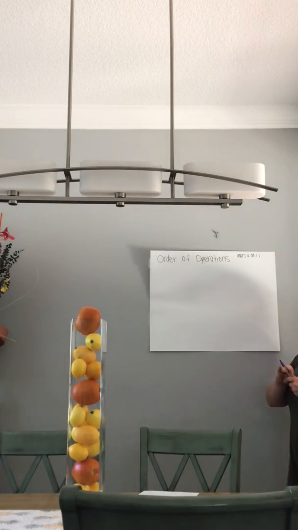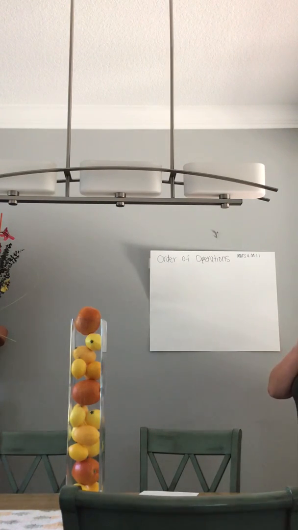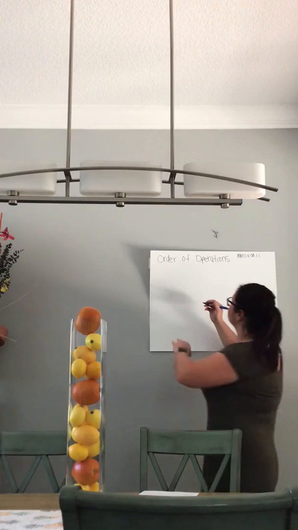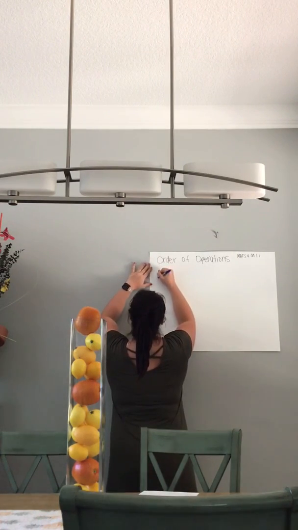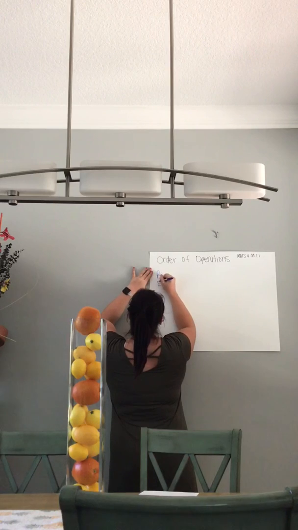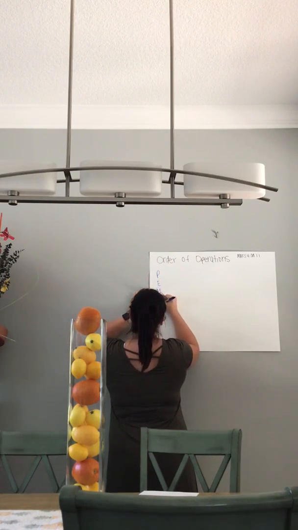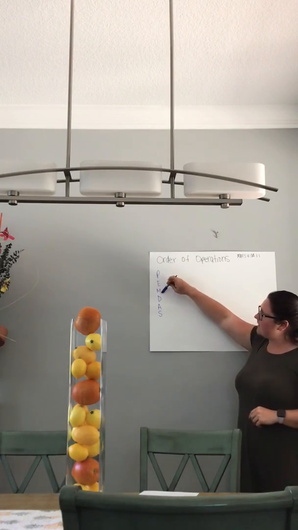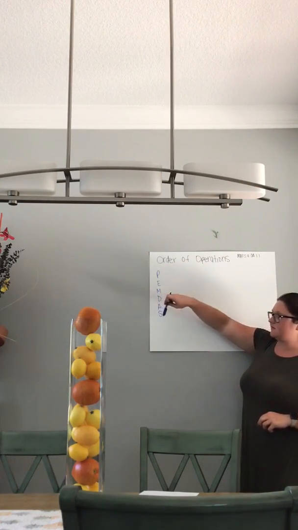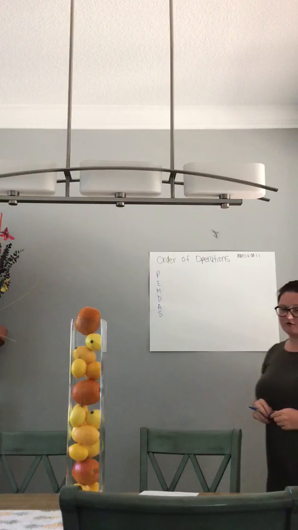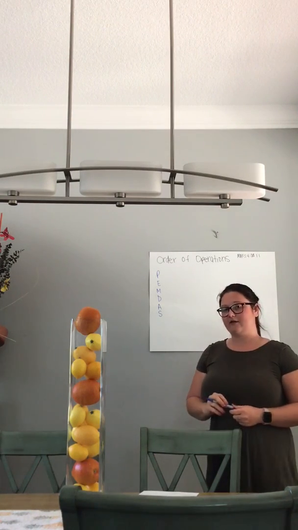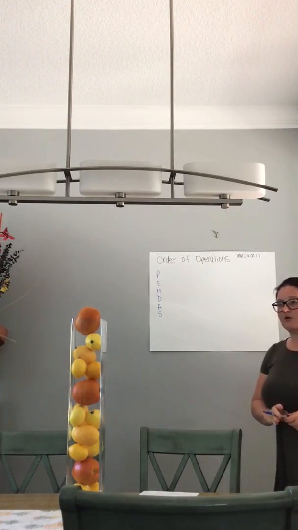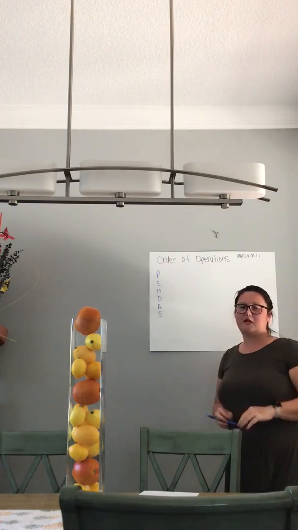I'm going to write a set of letters on the board. I want you to quietly just watch and kind of think about what these letters might mean according to math. So the letters are P, E, M, D, A, S. Go ahead in your math journals and write down what you think these mean. I'll give you 2 minutes.